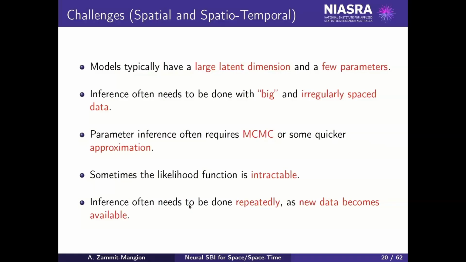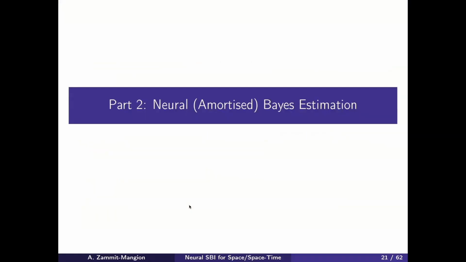We want to do some inferential analysis today on 1 million data points. We want to do the same thing tomorrow, and the day after, and the day after, right? So we need to do inference many, many times as new data becomes available, and it's always the same optimization problem. We're just changing the data set. Okay, so this is where neural amortized Bayes estimation can help us.